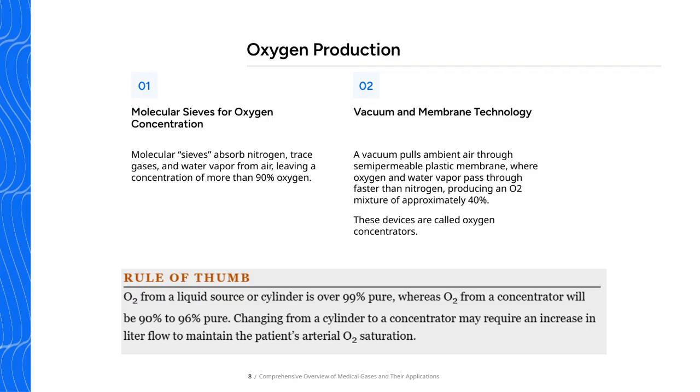Now, the key technology behind this is vacuum and membrane technology. Inside, molecular sieves act like tiny sponges. They absorb nitrogen, trace gases, and water vapor from the air. This selective absorption leaves behind a much higher concentration of oxygen, more than 90%. So, in essence, these molecular sieves help us concentrate oxygen efficiently. Connecting this to the overall theme, understanding these mechanisms helps us appreciate how vital and sophisticated medical gas systems are, ensuring patients receive the right oxygen levels safely and reliably.